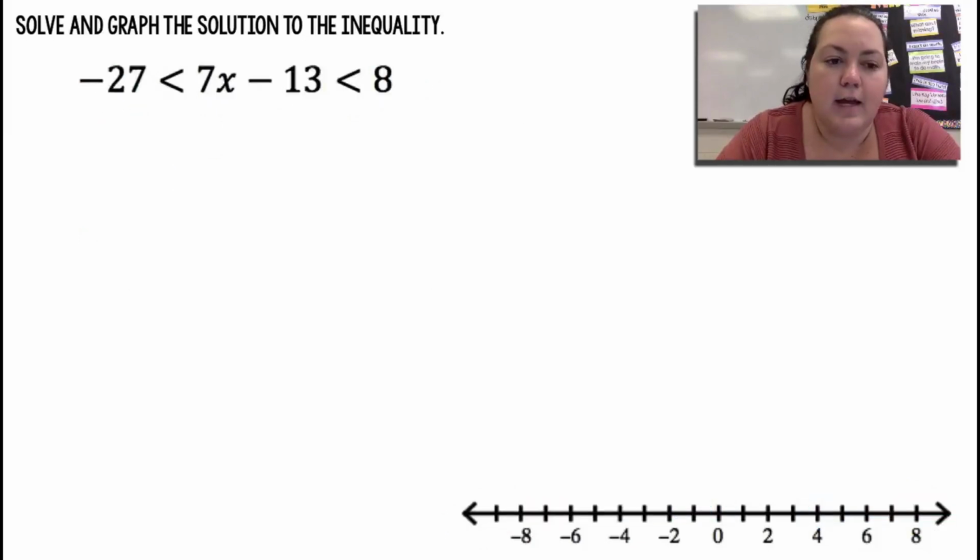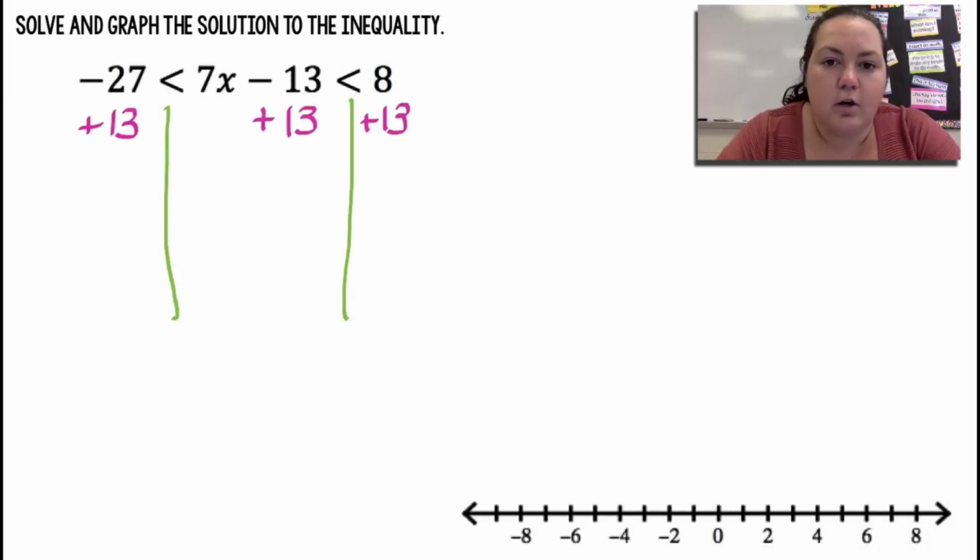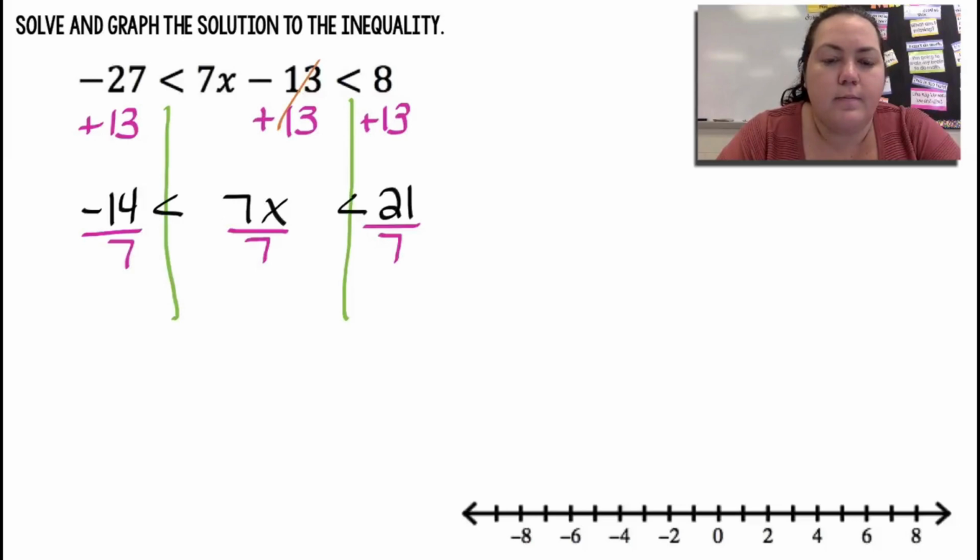All right, here's another and. So I have -27 is less than 7x minus 13, which is less than 8. So I'm going to draw my two lines. I want to get rid of the 13 first, so I'm going to add 13 to all the sides. I get -14 is less than 7x, which is less than 21. And then I'll divide everything by 7. So I get -2 is less than x, which is less than 3.